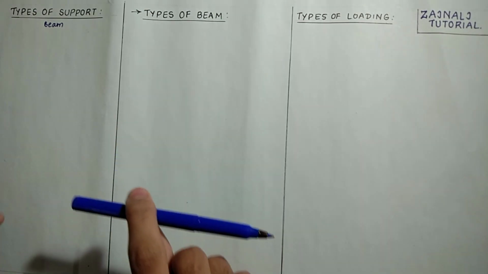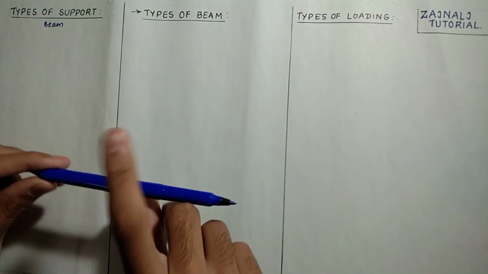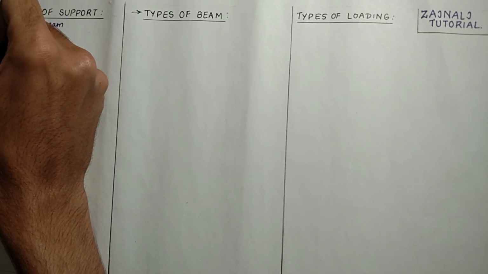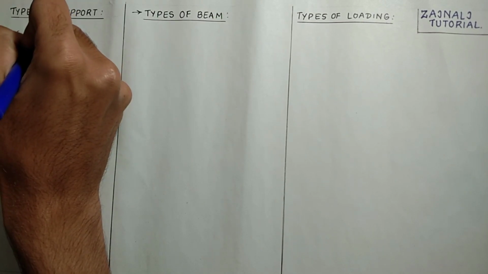Hence, for different types of supports, there are different types of reactions. Hence, there is a need to understand the different types of supports. So the first type of support is the simple support. So let us note down: the first type of support is the simple support.